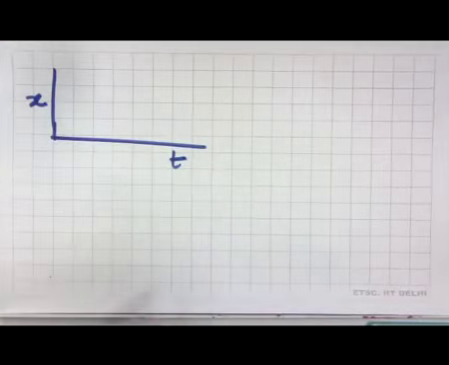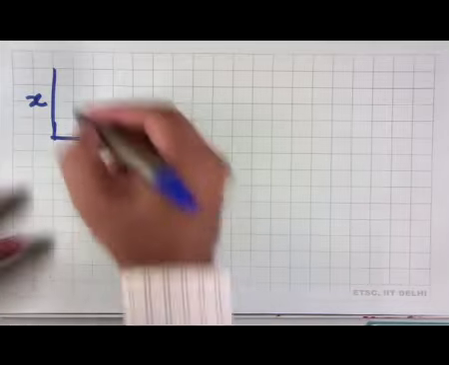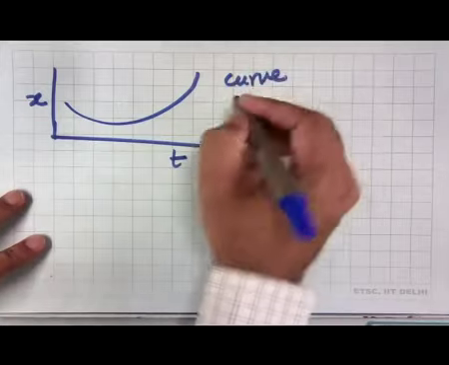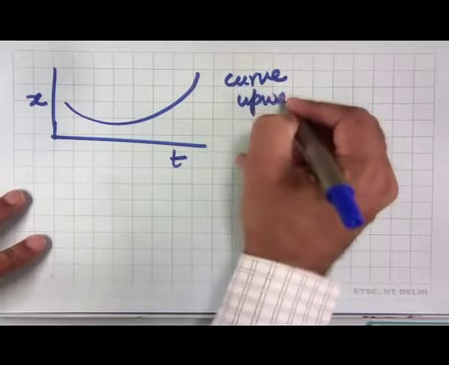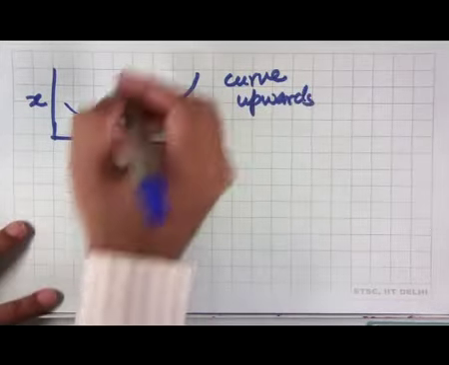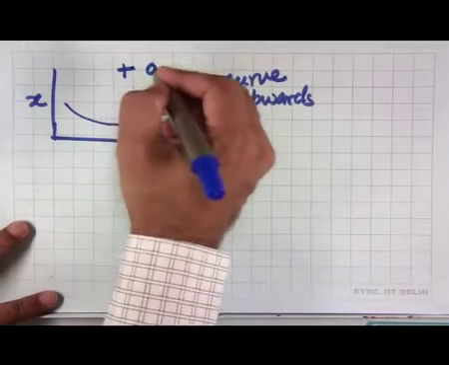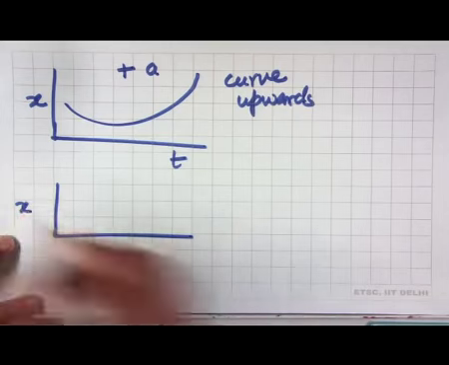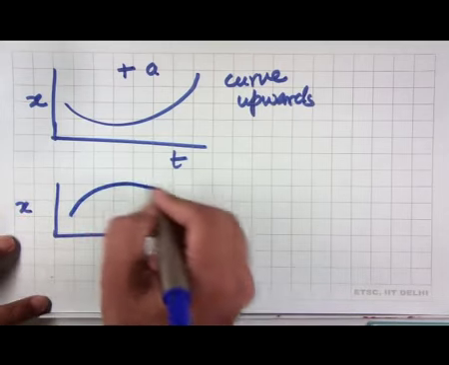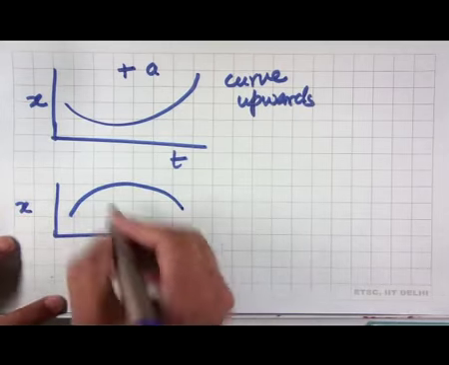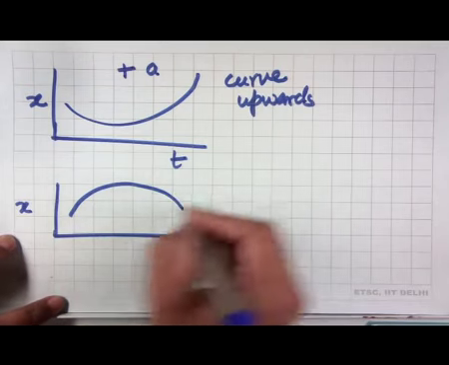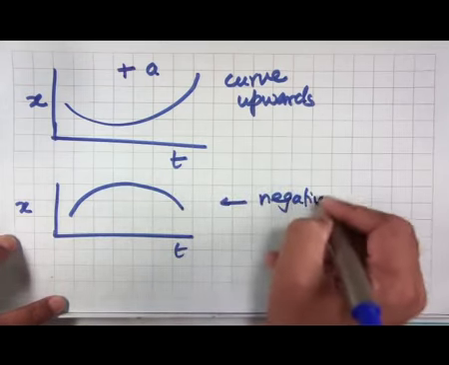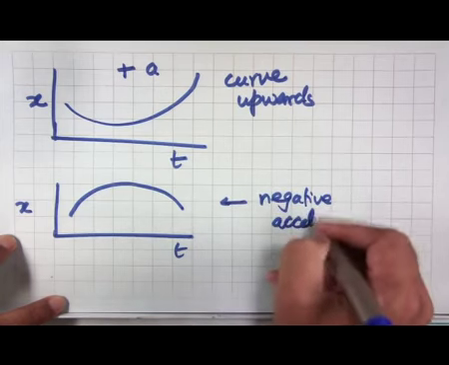If we look at these accelerations in terms of our graphs, in an x-t curve, if the curve for x-t is upwards, this represents a positive acceleration. If we have the x-t curve which is downwards, so that means in this part this is a downward curve, this represents negative acceleration.